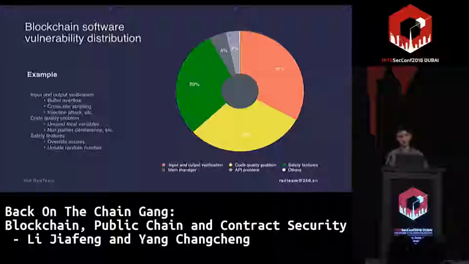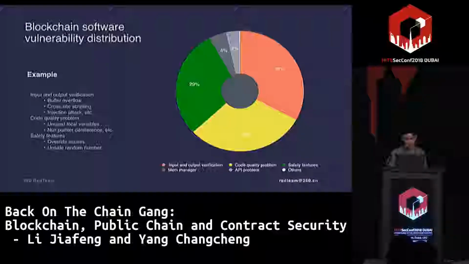According to our research, 33% of attacks are input and output verification problems. For example, buffer overflow and cross-site scripting. The buffer overflow happens in the public chain or the exchange, and cross-site scripting just in the exchange, and injection attacks, for example, code injection or SQL injection.